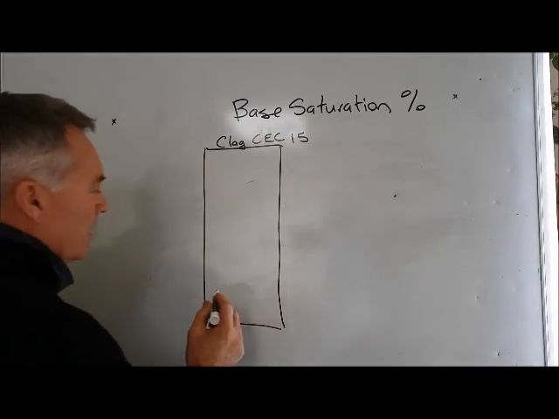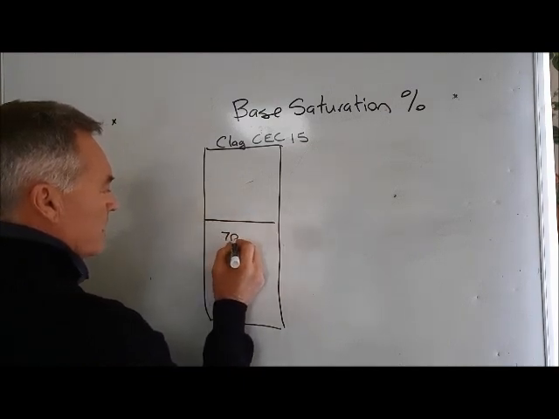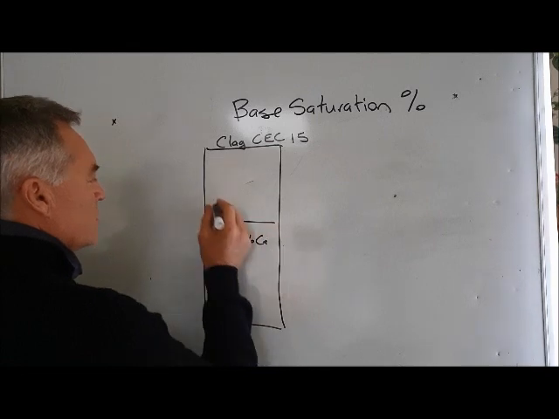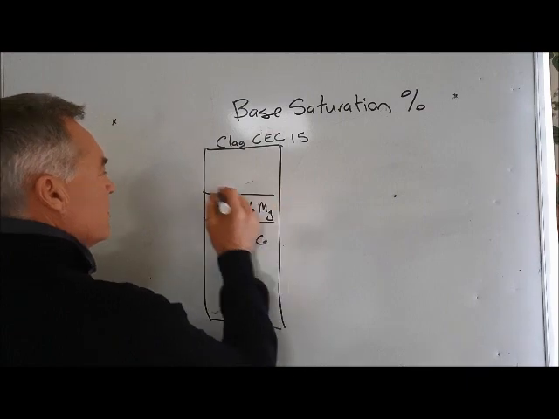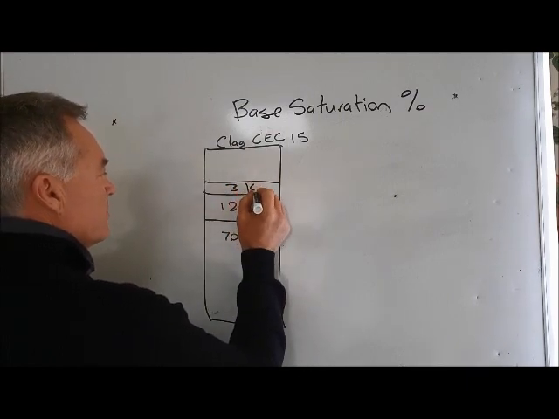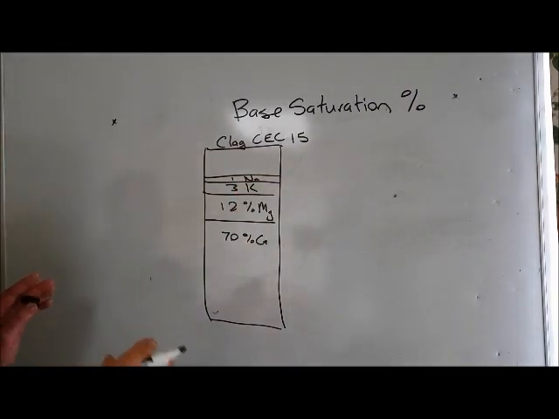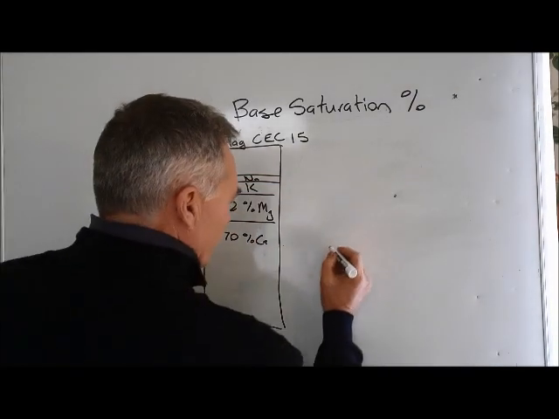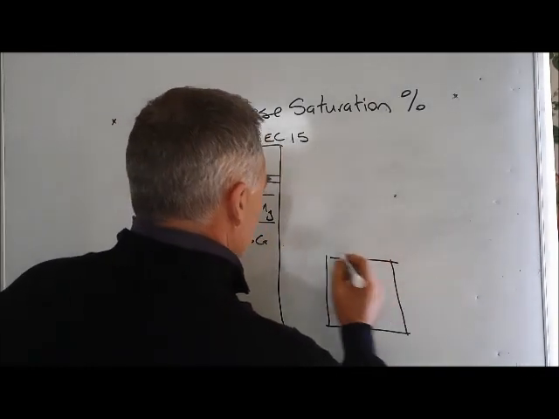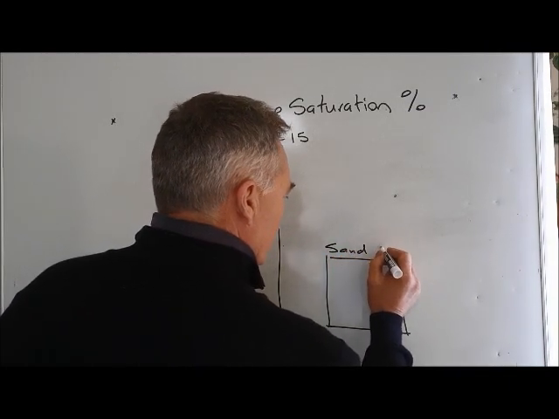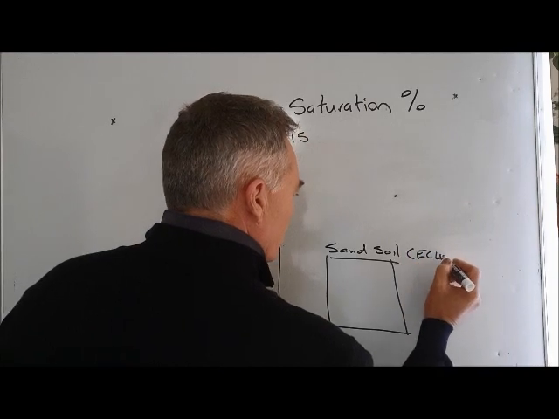So we look at it and go, we want to get 70% calcium, 12% magnesium, 3% K, potassium, and 1% sodium. Okay. Now, if we look at that, and if we look at over here, let's look at a sand soil. And it's got a CEC of 4 to 6.